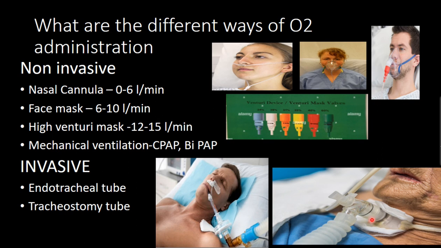And next we have tracheostomy tube. Here you can see this is the tracheostomy tube. See, tracheostomy, trachea, ostomy means the opening. Here we have to make a surgical opening inside the trachea and insert the tube directly into the trachea to deliver oxygen. So this is known as tracheostomy tube. Okay.